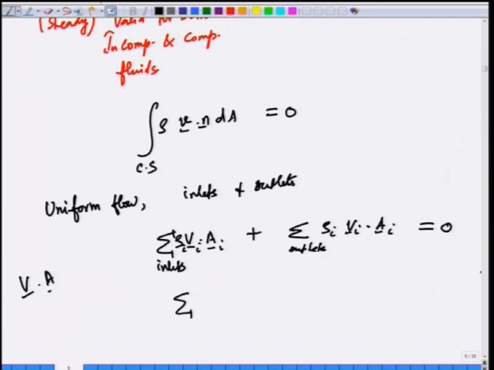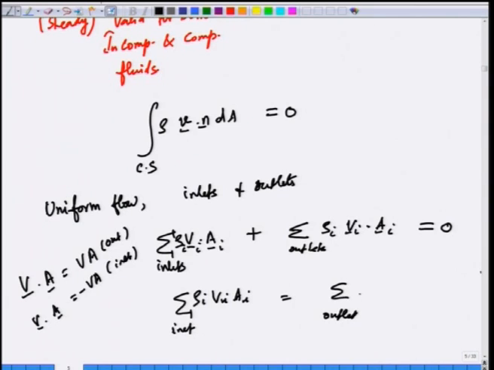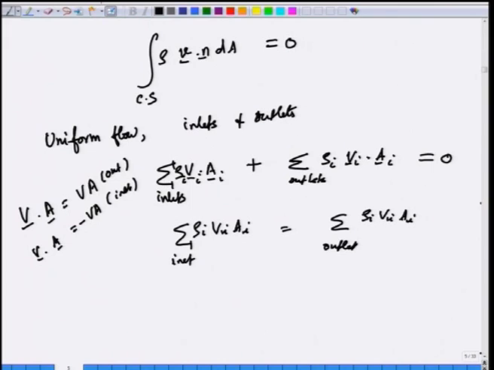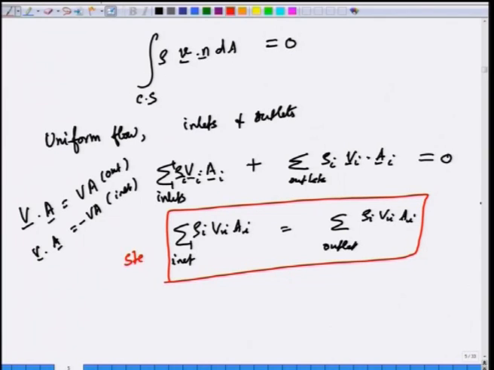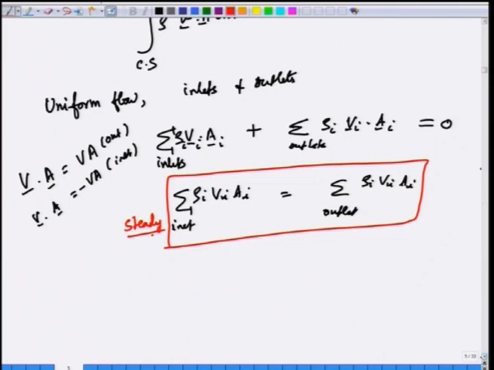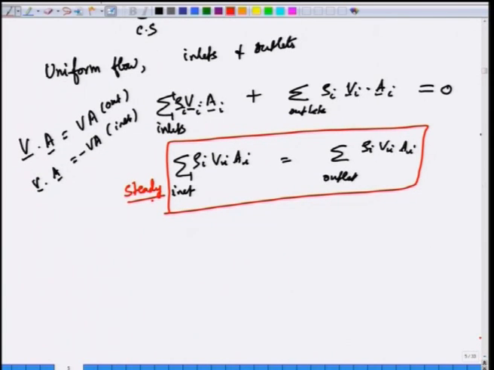So, v dot a is v a for outlets and v dot a is minus v a for inlets. Then we can take one of these out and write the sum of rho I v I a I over outlets equals the sum of rho I v I a I over inlets. This is a simplified form of the mass conservation equation, valid only for steady flows, and density can vary from inlet to outlet. Although the form appears fairly similar to what we had before for incompressible flows, there the equation that we derived was valid whether the flow is steady or not. Here it is valid only for steady flows.